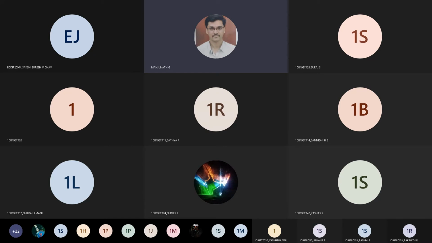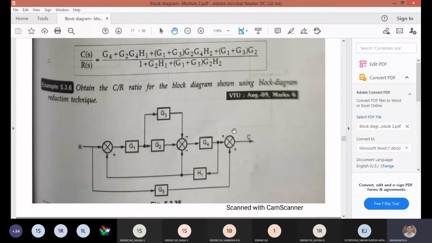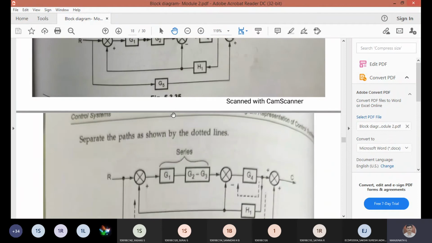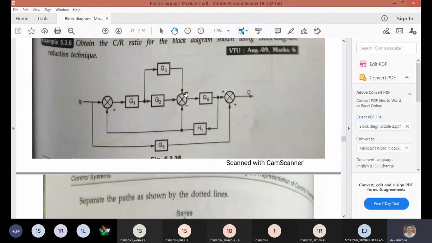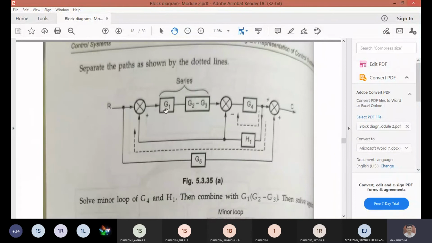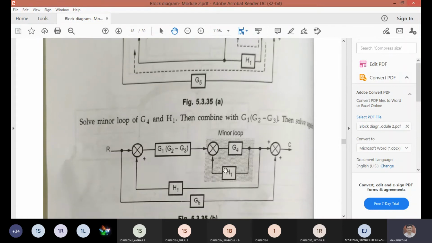So let me go back to that problem. Let me share. Is it visible? So this was the question. So what was step 1 we told? This to parallel. So they made it parallel. So this is a mistake you will commit. So be careful, minus is given. So G2 minus G3, that is the first thing you should be aware of. Then these two are in series. Then what has happened? You can see the dotted line represents the path. That is your feedback path. So that has been split. So if we split it, this is how it looks.